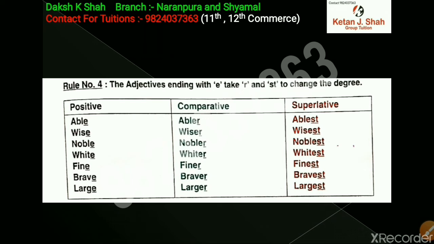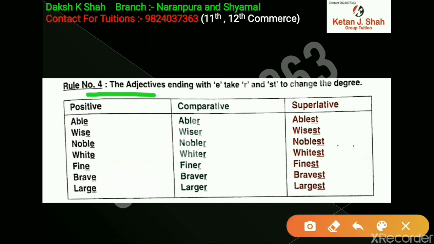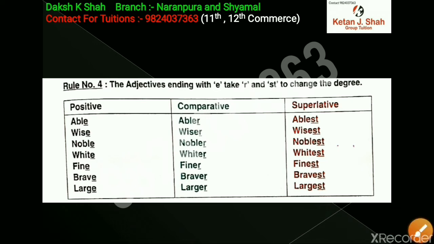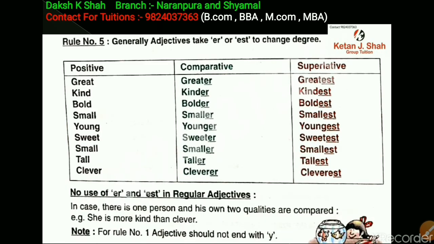Okay, let's move further. Rule number 4. The adjectives ending with E take R and ST to change the degree. So it is saying that when they end with E, you just need to add R in comparative and ST in superlative degrees. Please take a screenshot. Okay, let's move further.